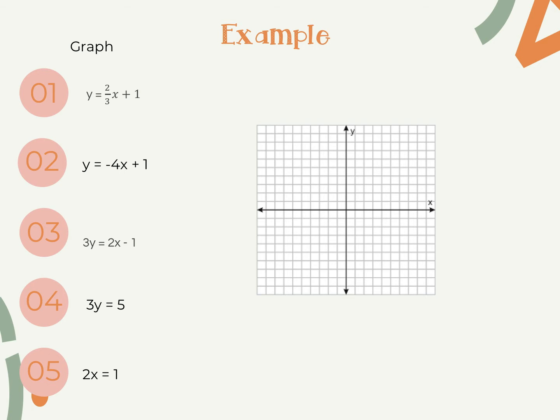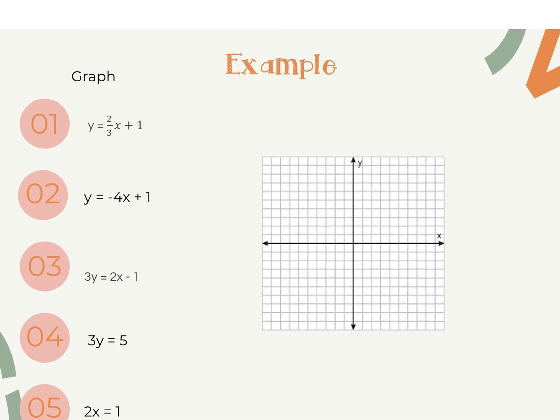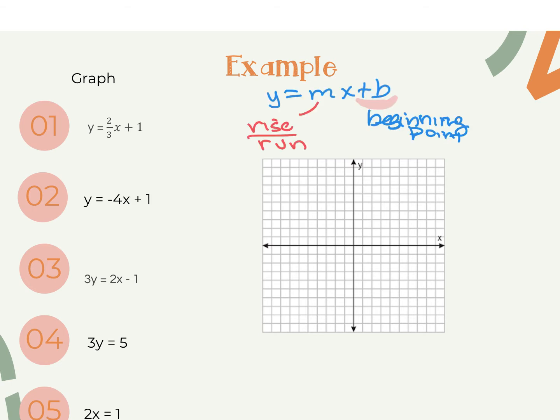So you probably graphed back in your Algebra 1 class. It's usually easiest to graph by putting it into y equals mx plus b. Remember, when it's in that form, try the first one. So the slope is rise over run. The y-intercept, that b, is our beginning point. So if I were to graph this first equation, I'm going to begin on +1 on the y-axis. From there, I'm going to move my slope. So I'm going to rise up 2, and I'm going to run to the right 3 spaces.